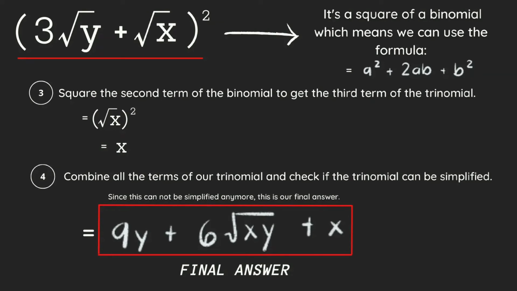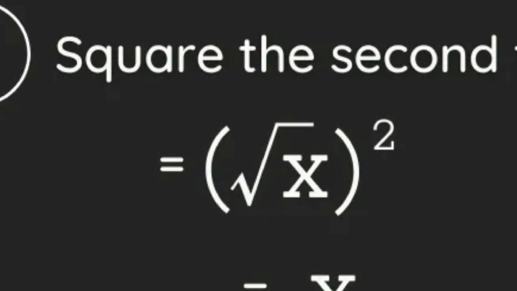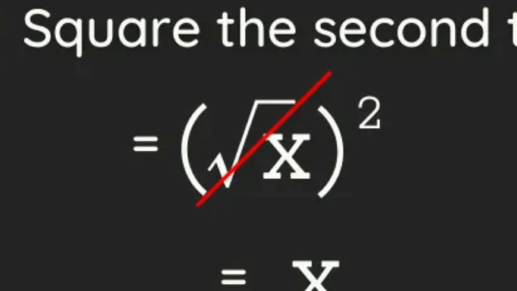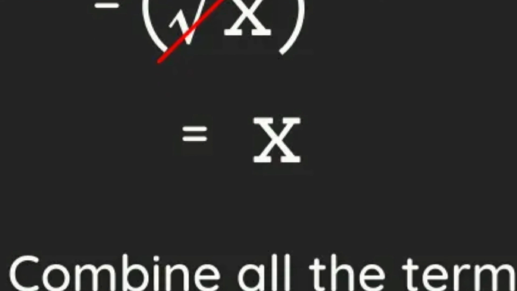Finally, we'll have the third term of the trinomial by squaring the second term of the binomial. So we'll have the square root of x, squared. We have another square of a square root which we know will cancel out, and we will be left with the variable inside the radical, which is x.